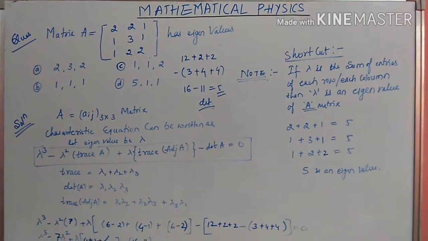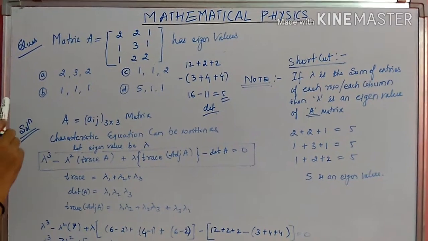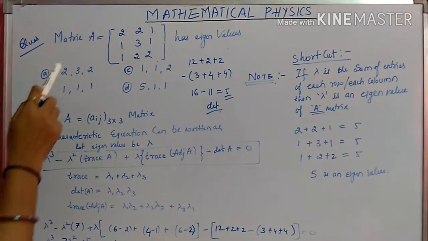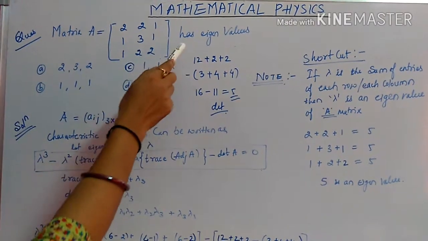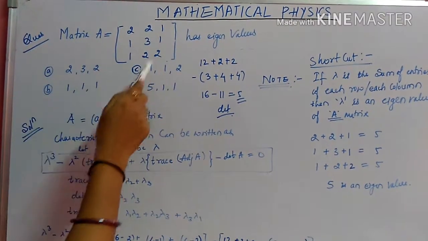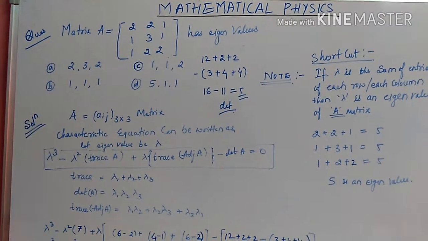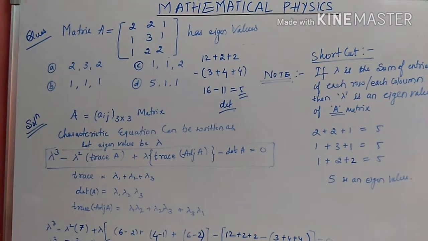Hello everyone. Now I am discussing a question of matrix in the series 2. So the matrix A is 2 2 1, 1 3 1, 1 2 2. It has eigenvalues. So this is our question and these are the options given below. So the solution is like this.